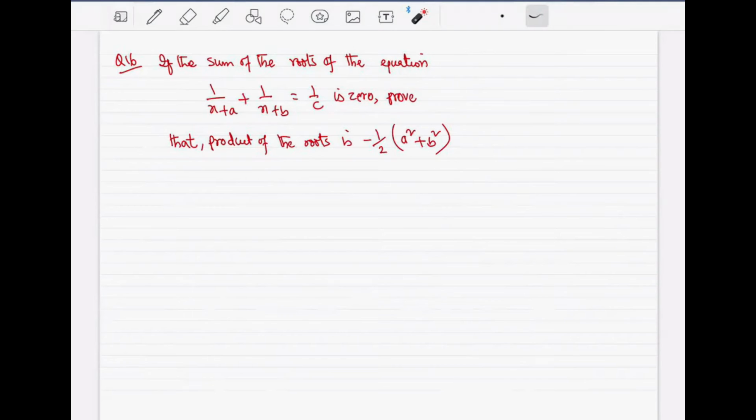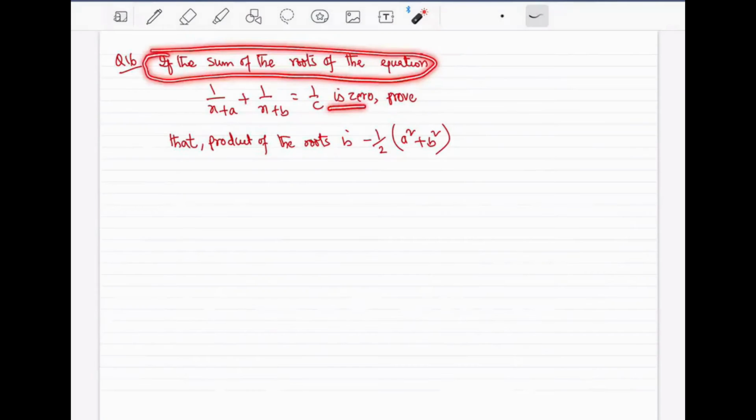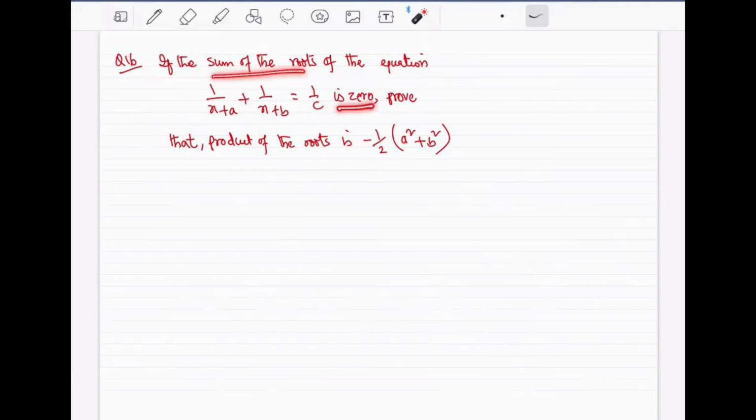What is the equation saying? If the sum of the roots, forget the equation, okay? If the sum of the roots of the equation is 0, that's the given condition. You have to prove this part. Sum of the roots is 0. That means if I take the roots as alpha plus beta, then it will be 0. Alpha plus beta, what is the value? Minus b by a, it will be 0.